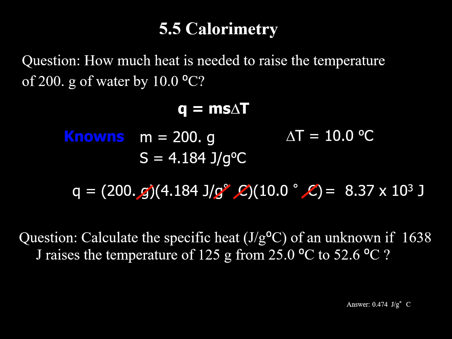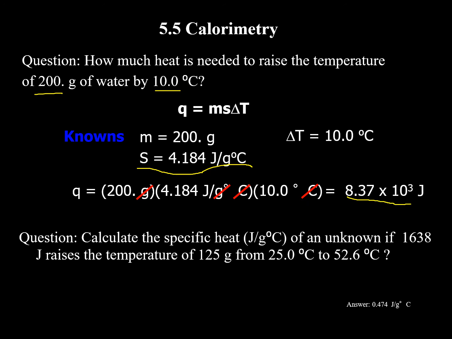So let's use our equation, Q equals m s delta T. Q is again the heat that's transferred, m is the mass, s is the specific heat, delta T is the change in temperature. So we plug in all the values. M is 200, delta T, a change in temperature of 10 degrees Celsius. S is the specific heat of water, which will be given to you. We plug those in and we get 8.37 times 10 to the 3 joules.